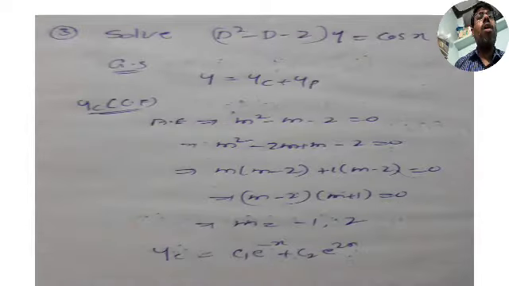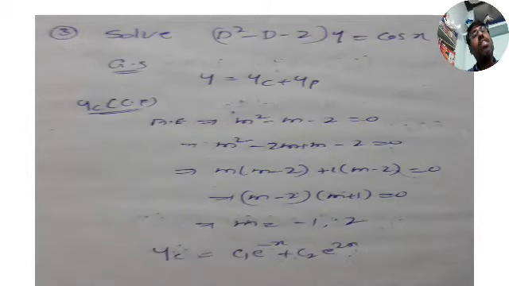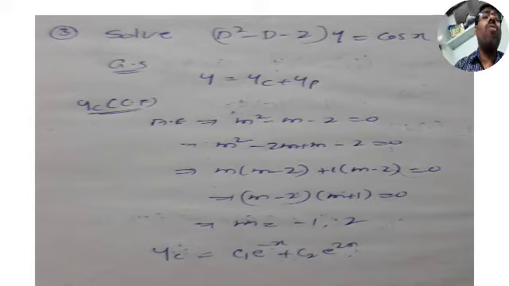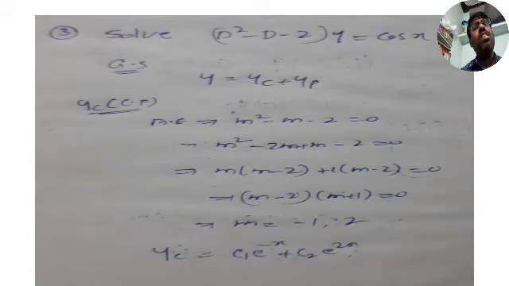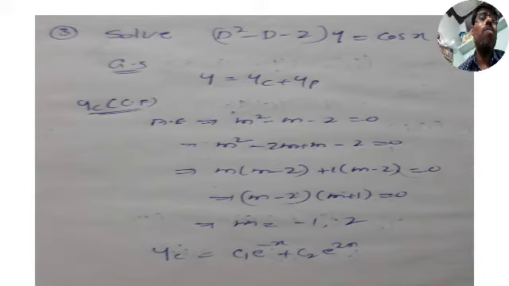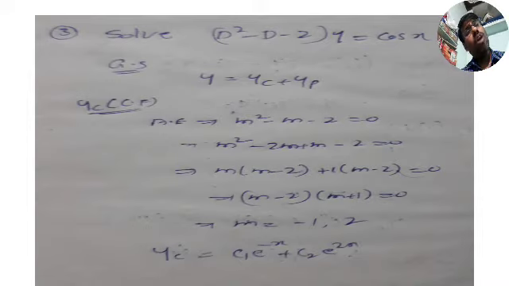So my third problem is solve D square minus D minus 2 of y is equal to cos x. What is the general solution? yc plus yp. Identification of the problem: you see the right hand side is cos x. So it is method 2, solving the non-homogeneous differential equation using method 2.